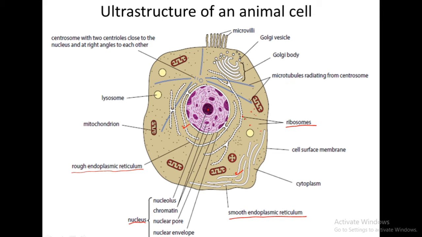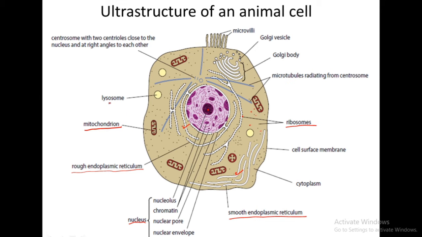The next organelle that we have here is mitochondria. This is mitochondria, and this is a very important cell organelle, basically to provide energy, and that energy is known as ATP, which is produced in mitochondria. Again, we will be talking in great detail about mitochondria in our future classes.